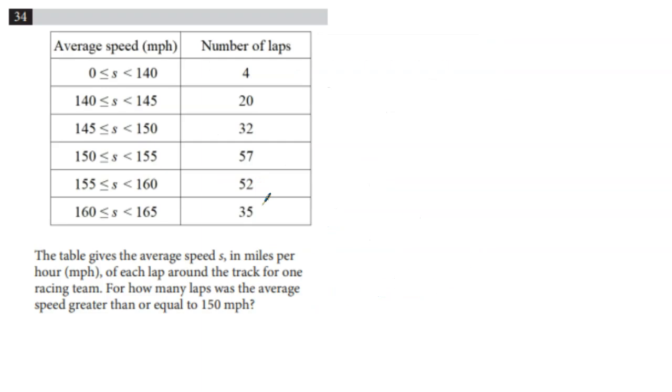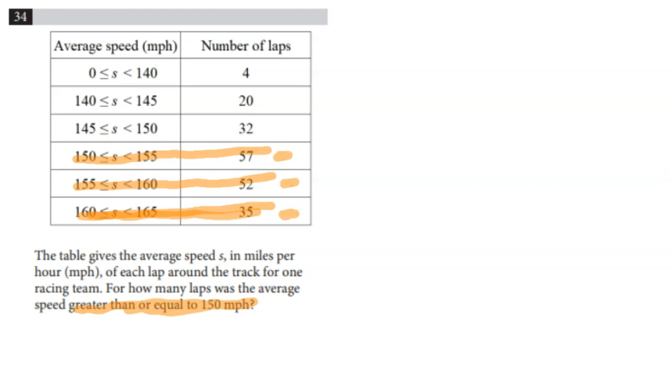We have been given a table, and we have been given a range. For how many laps was the average speed greater than or equal to 150? So the whole question is here. Looking at the speed, where was it greater than or equal to 150? Look at here, this one was less than 150. It said they have to be equal, so this one wasn't. So you have to look at these figures. The laps were this number here.